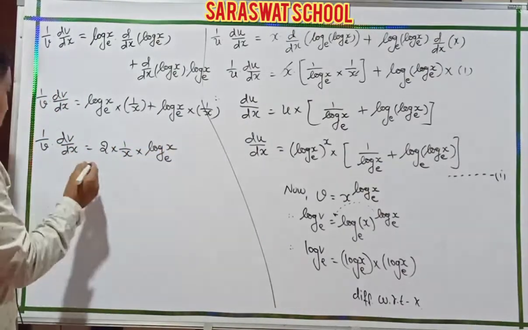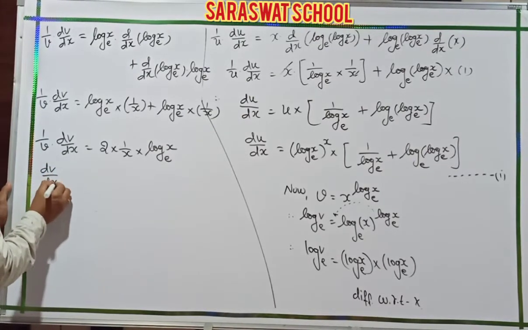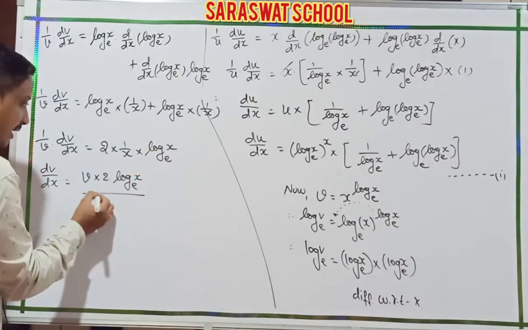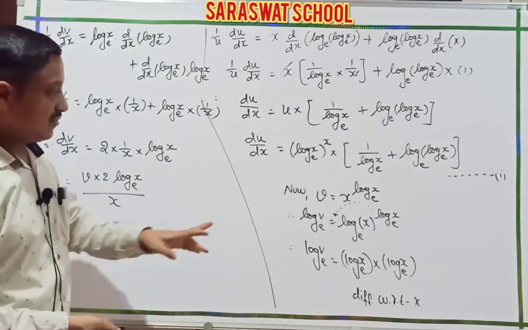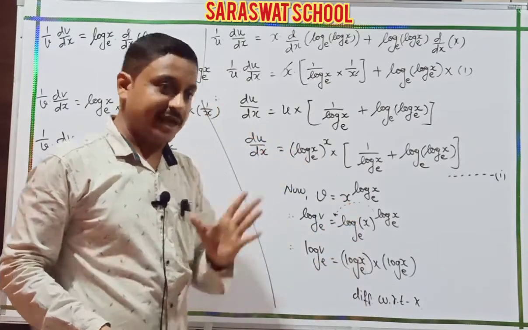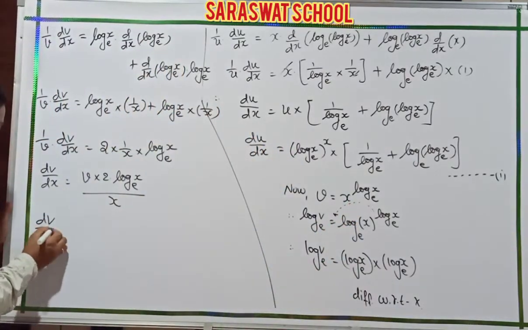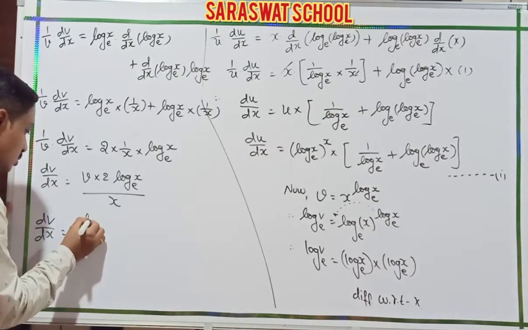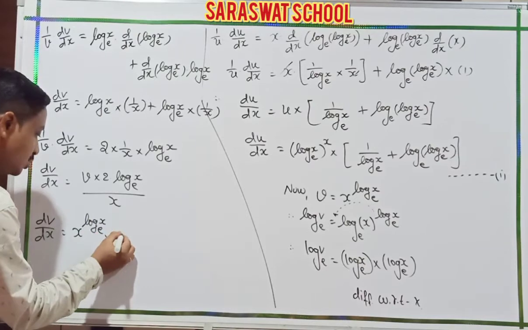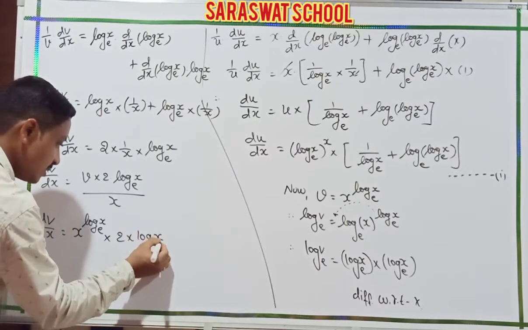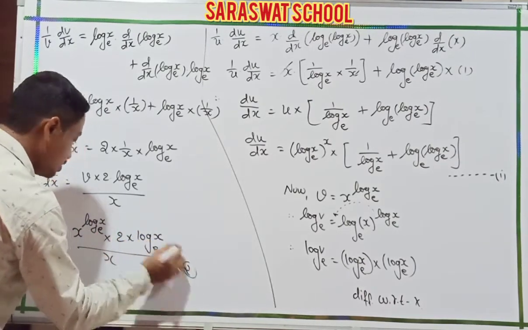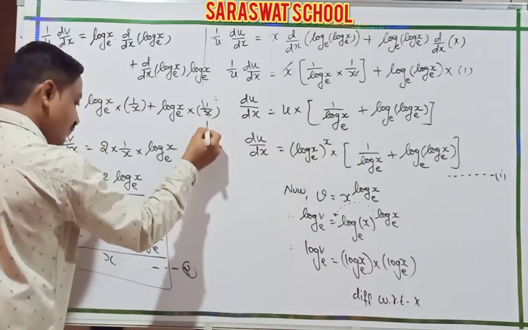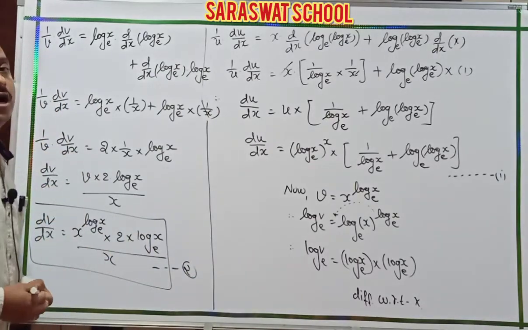Now this v you carry forward to the upper side. So v into 2 into log x by x. Now students, this v value I apply in this function. So dv by dx equals x raised to log x base e into 2 into log x base e upon x. This equation, students, I take out as statement number 2, and here you are done with this half of the sum.